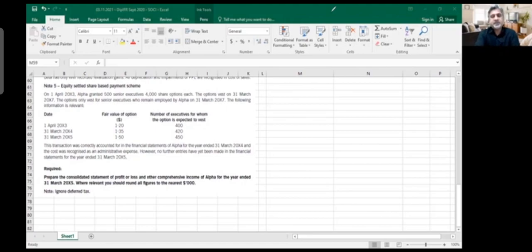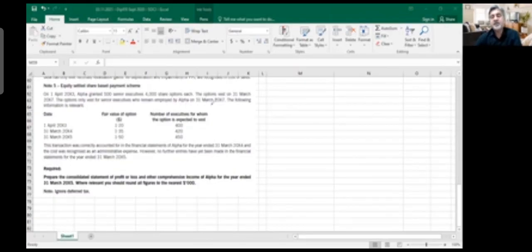So on 1st April 2003, Alpha granted 500 senior executives 4,000 share options each. The options vest on 31st March 2007. The options only vest for senior executives who remain employed by Alpha on 31st March 2007. The following information is relevant. On 1st April, the fair value of the option is 1.2. 31st March, it is 1.35. 31st March 2005, it is 1.5.